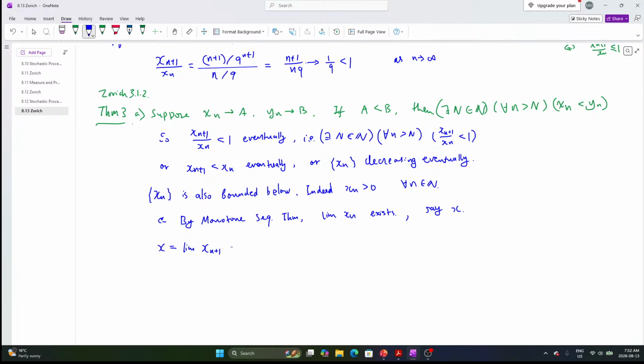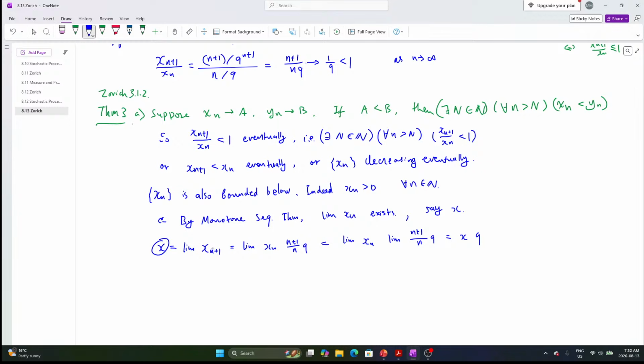But x_{n+1} is x_n times (n+1)/n times q. And now you can use the product rule, the product law for limits. x_n converges to x, and (n+1)/n converges to 1. So this is just the limit of x_n, here use the product law, the limit of x_n times the limit of (n+1)/n times q, which is x times q.